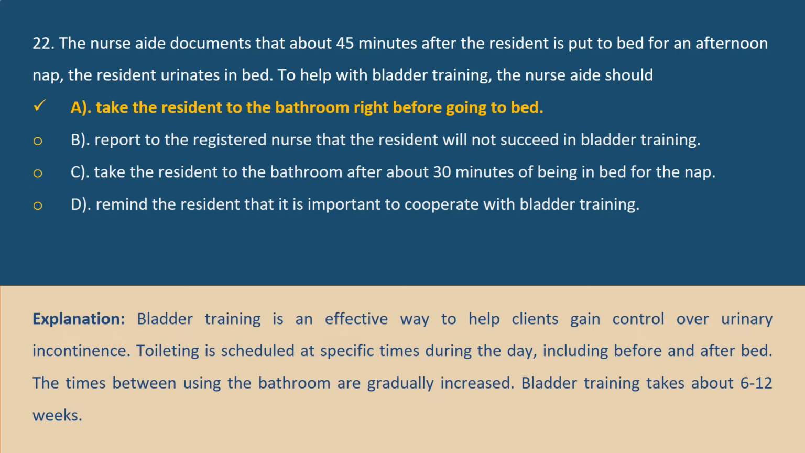Answer A. Take the resident to the bathroom right before going to bed. Explanation. Bladder training is an effective way to help clients gain control over urinary incontinence. Toileting is scheduled at specific times during the day, including before and after bed. The times between using the bathroom are gradually increased. Bladder training takes about 6 to 12 weeks.